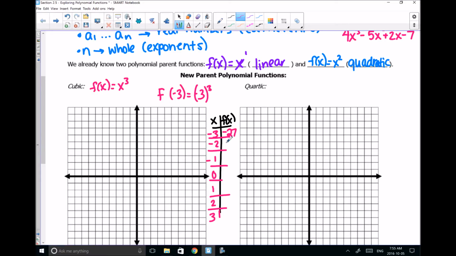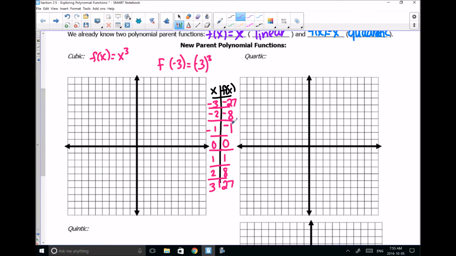-2 to the power of 3 should give me -8. -1 to the power of 3 should give me -1. 0 to the power of 3 should give me 0. 1 to the power of 3 is 1. 2 cubed is 8. 3 cubed is 27. Notice how, in this example right here, we went from the negatives to the positives. But when we had quadratics, we did not, because when you square a number, you always end up getting a positive answer.